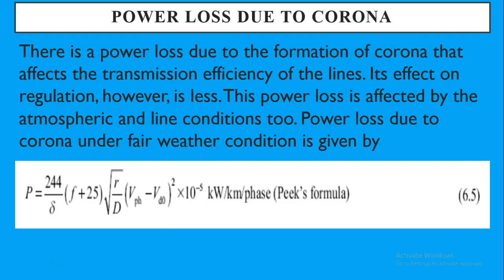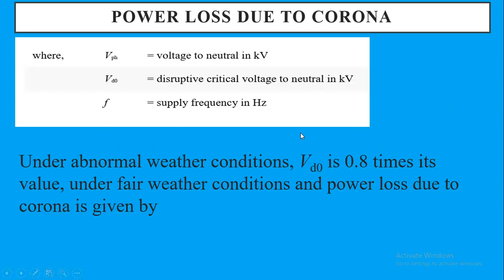So this is the loss in power that we need to analyze, in kilowatt per kilometer per phase, in equation 6.5. Further, V phase is the voltage to neutral in kV, V D naught is the disruptive critical voltage to neutral in kV, and F is the supplied frequency in hertz. Under abnormal weather conditions, V D naught is 0.8 times its value.